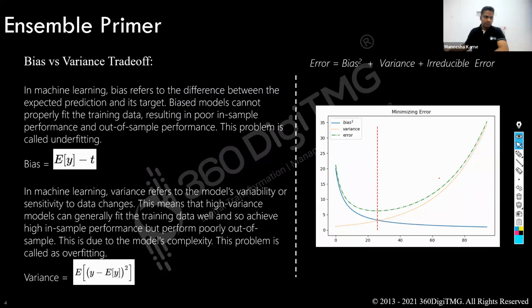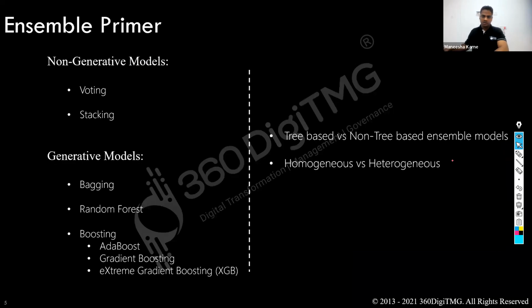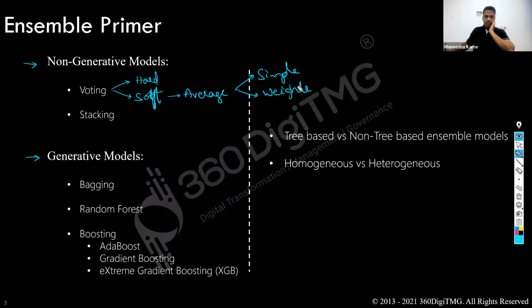Okay, next. Ensemble techniques are used to handle the bias-variance trade-off. The explanation pertaining to bias and variance, etc. is given. Then we discussed that we have non-generative models and generative models. And when it comes to voting, we spoke about hard voting and soft voting. Soft voting is very similar to taking an average. When it comes to average, you have simple average and weighted average. And then we also have stacking, which we are yet to discuss. We will discuss in today's session.